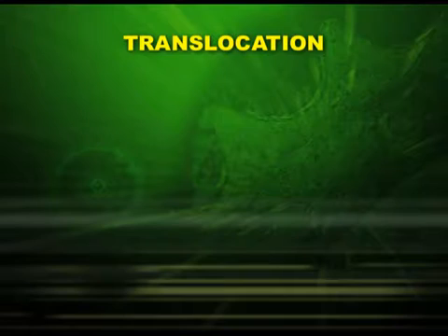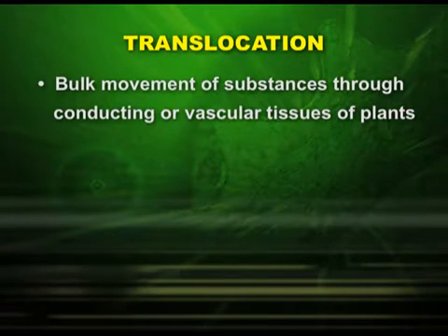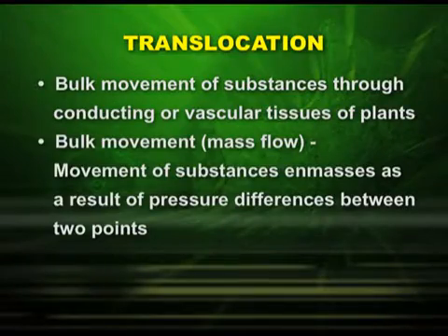It is due to the process of translocation. Let us define translocation. It is the bulk movement of substances through vascular tissues in plants. Now let us see what is bulk movement. Bulk movement is the movement of substances in mass as a result of pressure differences between 2 points.